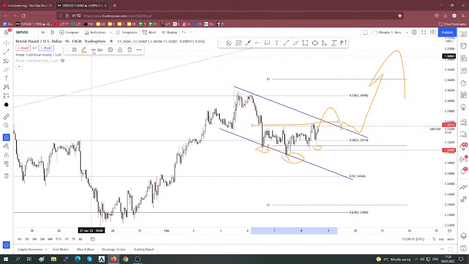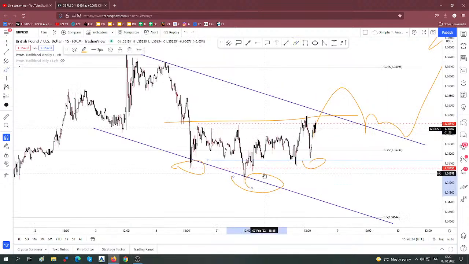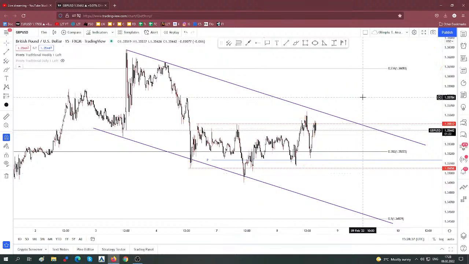Let's take a look on 15 minutes. This could be something like a head and shoulders, an inverse head and shoulders pattern. Yeah, head and shoulders. But unfortunately, as I've said earlier, we still need confirmation here. So it's failure here to come back to retest or to reach the former lows, signaling strong upside pressure.